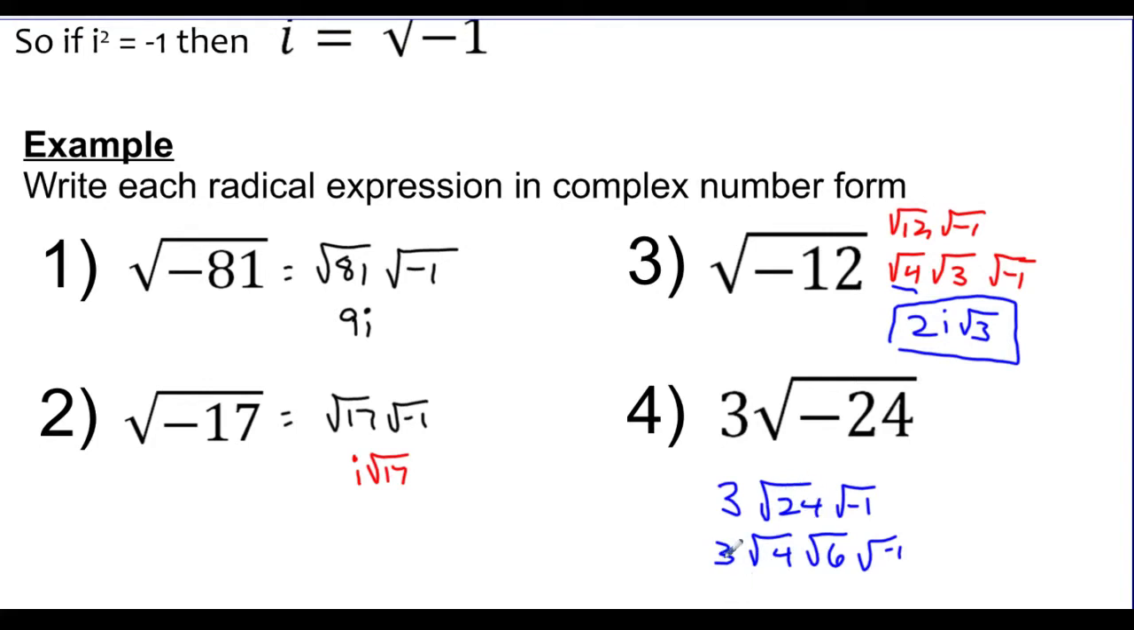This is really saying 3 times the square root of 4. Well, the square root of 4 is 2. This is really saying 3 times 2, and that's 6. The square root of negative 1 is i. And then this little piece here, the square root of 6 in the middle, I couldn't do anything with that. So that's going to stay underneath the radical, and I would say this is the simplified version of 3 square root of negative 24: 6i square root of 6.